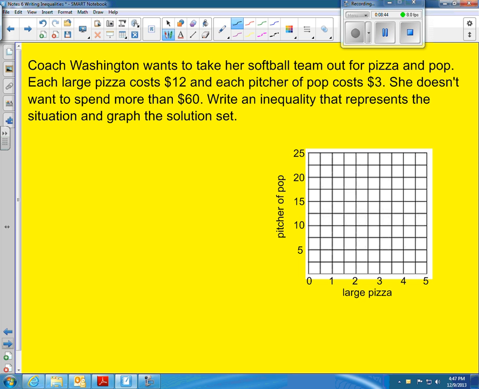Then we have the next problem on the top of the back of the worksheet. I'm very confident that you guys are going to be able to come up with this because it already tells you that our pizzas are X and our pops are Y.